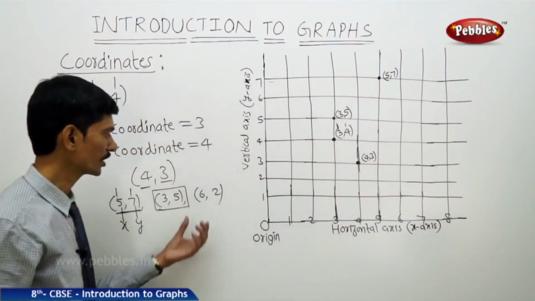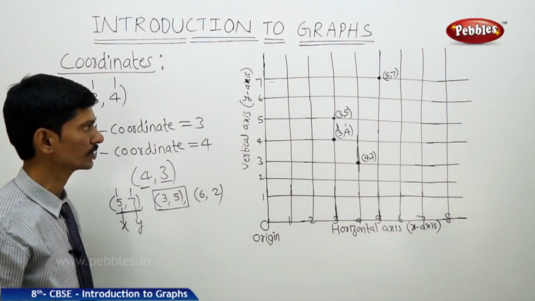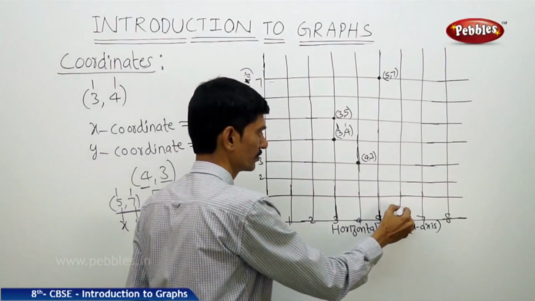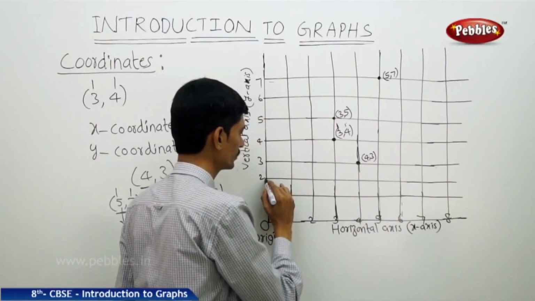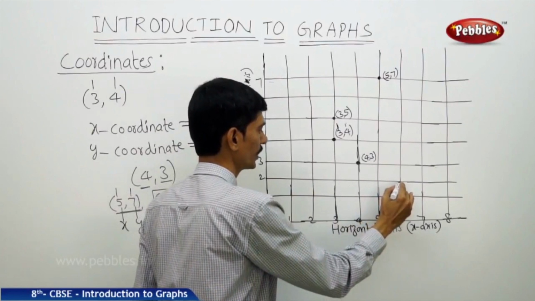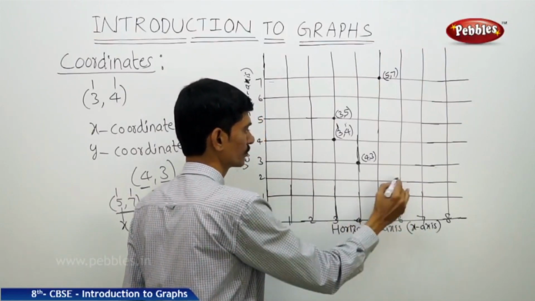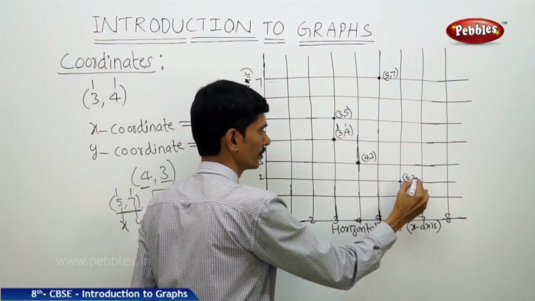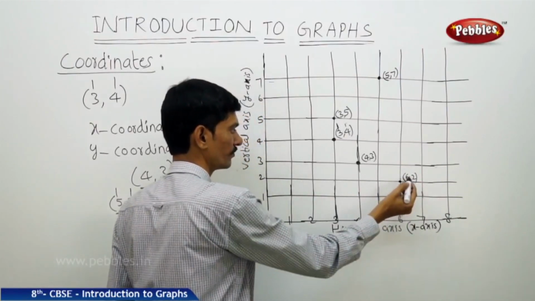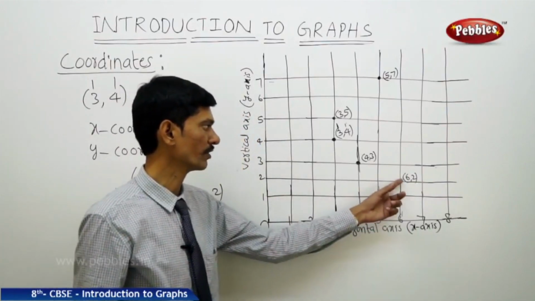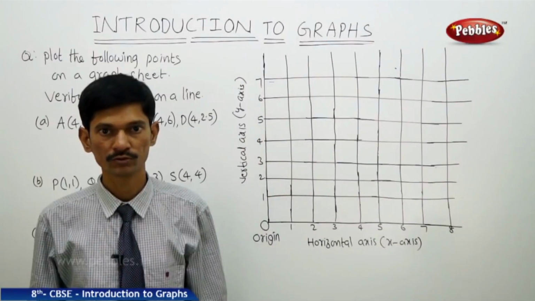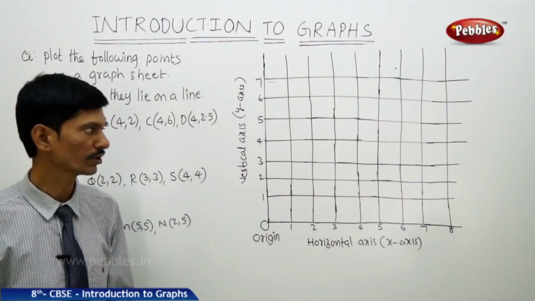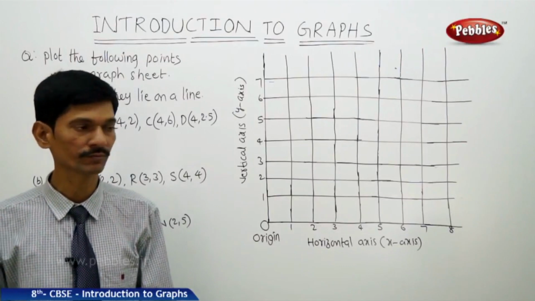Now if you want to locate the point 6 comma 2 in the coordinate plane, on the x axis you take 6, so this line, and on the y axis you take 2. These two lines will intersect in this point. So this is the point 6 comma 2, whose first coordinate, the x coordinate, is 6 and the y coordinate is 2. So far we have discussed the linear graphs, location of a point and the coordinates of a point. Now let us solve some problems.